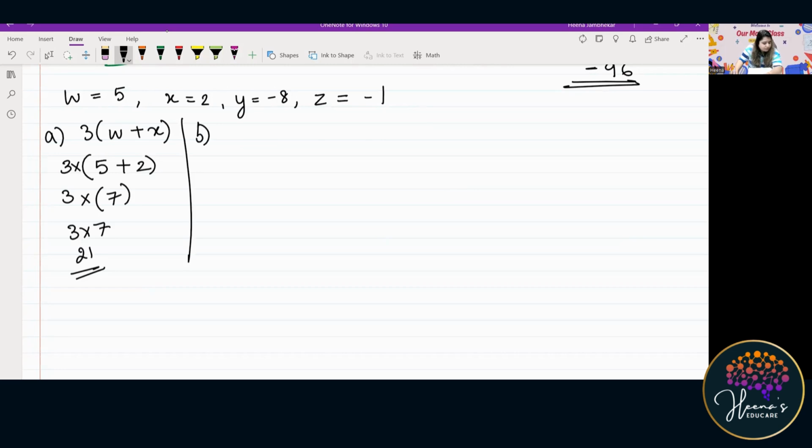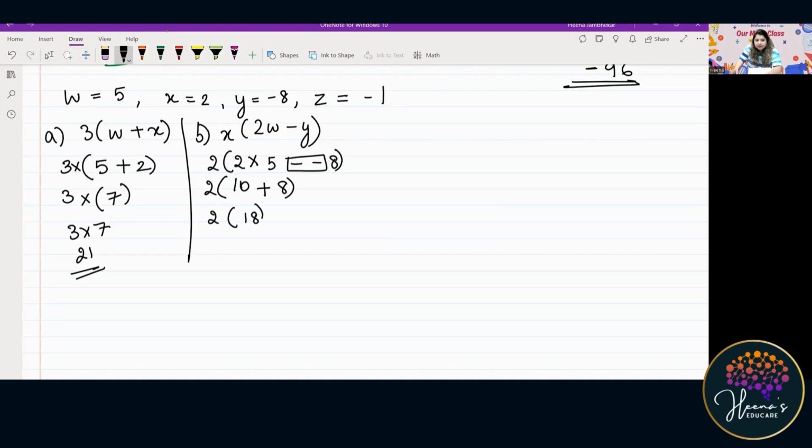Let's proceed to the next one. You have X bracket 2W minus Y. So X is 2. In bracket, you have 2 multiplied by W, which is 5, minus, and in place of y, what do we write? A minus 8. So it's going to be 2 bracket, 2 5s are 10, minus and minus. So if you remember consecutive signs, minus and minus gives you a plus 8. 2 bracket, 10 plus 8 gives you 18. There's no sign in between, meaning there's a multiplication sign, and 2 into 18 gives you a 36. Let's proceed to the next one.